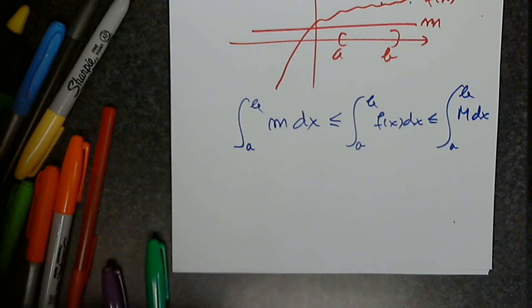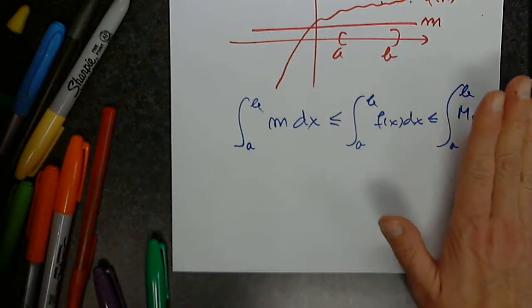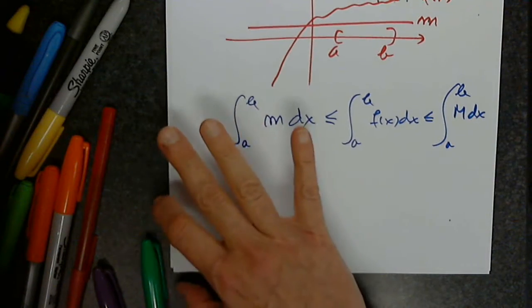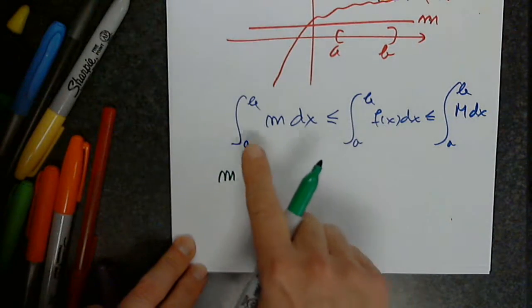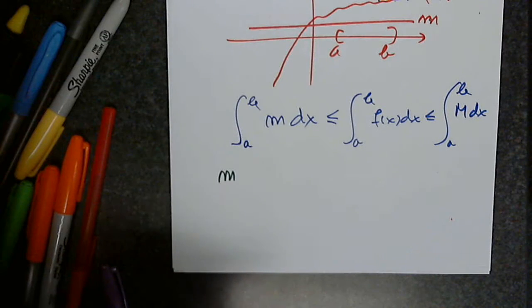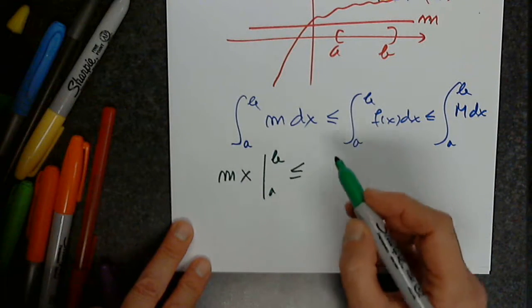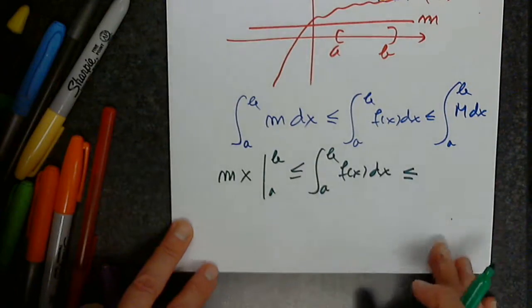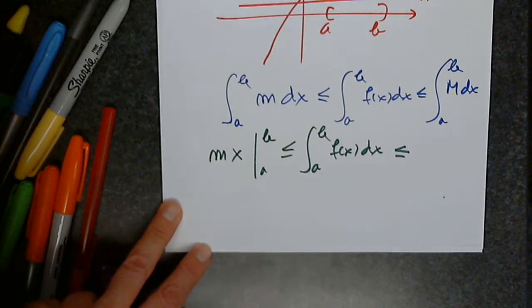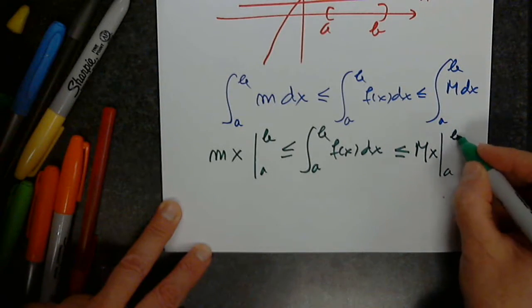Good. So now I cannot determine this in the middle. I cannot. But I can determine these two. I take the constant outside. And what is the integral of 1 dx? What function has derivative 1? x. So m x from a to b, less than or equal to the integral from a to b of f of x dx. And what do I have at the other end? Capital M x, from a to b.